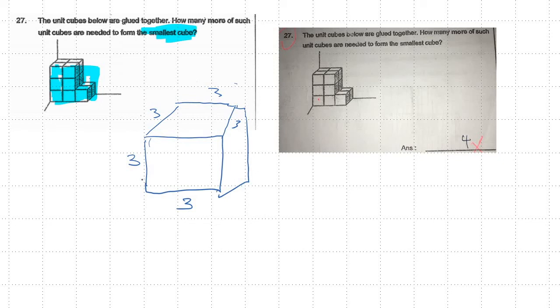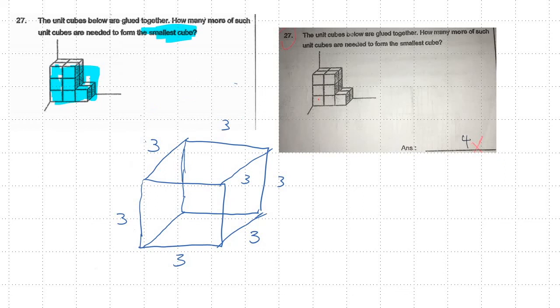Okay, let me draw nicely. Just give me a pause first. Okay, this is how the cube will look. Because from here, I already know that one side should be 3. So over here should be 3 also. Can you see that over here is only 2? So I need one more layer over here. Over here, I need one more layer.